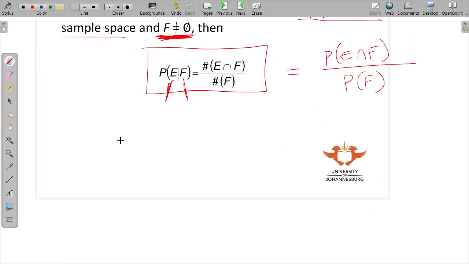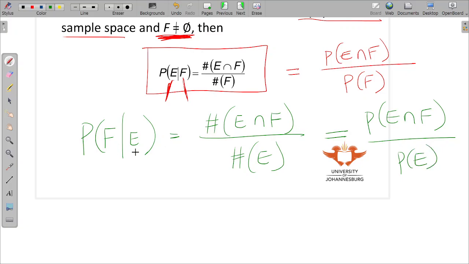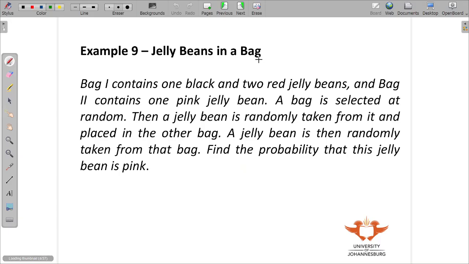I mentioned before also that if you are given the probability of F given E, the formula will now become the number of E intersect F over the number of E. This E intersect F can also be F intersect E. It's the same. This also can be the probability of E intersect F all over the probability of E. Please take note. That's why you must know which one is given and which one you are finding the probability of. That is very important.